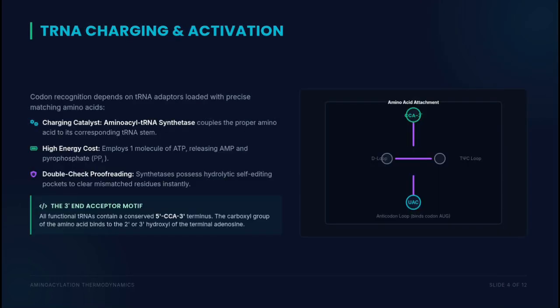Now before translation can proceed, transfer RNA molecules must be loaded with the correct amino acid. This process is called tRNA charging. An enzyme known as aminoacyl tRNA synthetase attaches the correct amino acid to its corresponding tRNA. Think of it as labeling delivery trucks with the correct package before the shipment. This step ensures accuracy, so the wrong amino acid does not produce a defective protein.